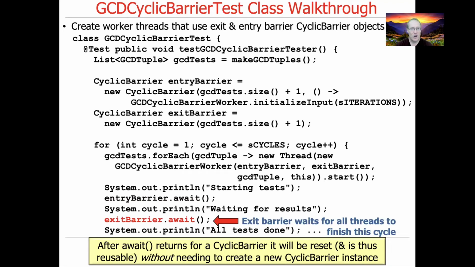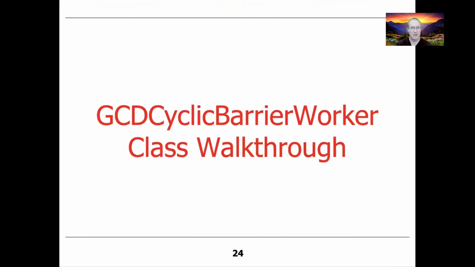And then as soon as we start everything in motion, the same thread that just started everything will go ahead and await all the other threads to finish that particular cycle. And remember, after all the exit barrier await calls are reached by all the worker threads and by this calling thread, that will automatically reset the barrier and will also, of course, trigger the barrier action to reinitialize the state that will be processed in the next phase or the next cycle. The nice thing is we don't have to create a new cyclic barrier instance. That is built into what cyclic barrier knows how to do.